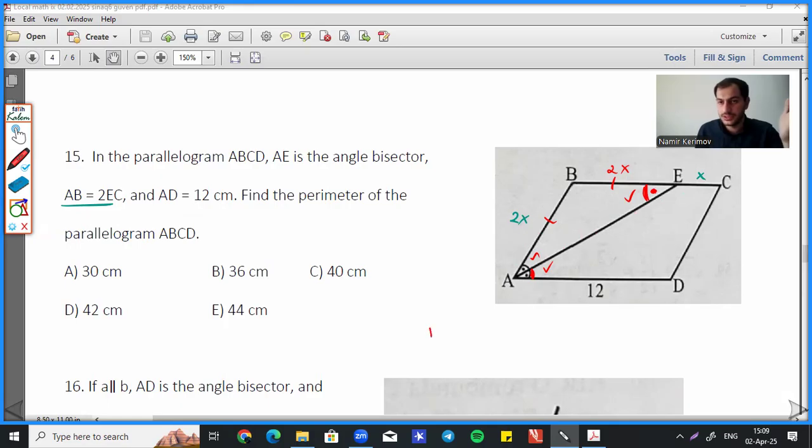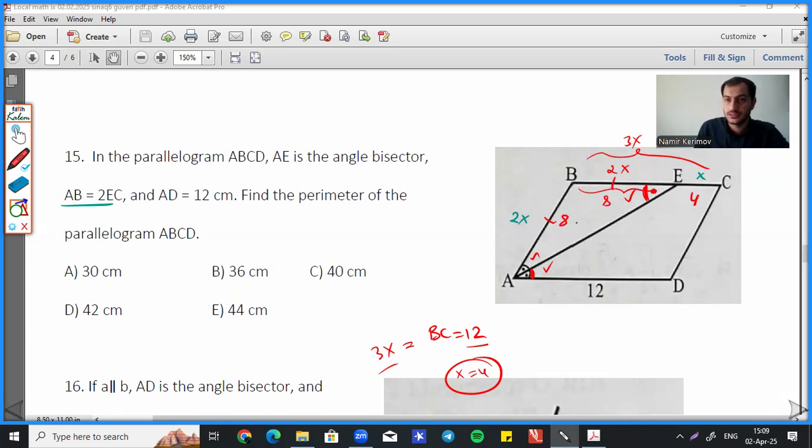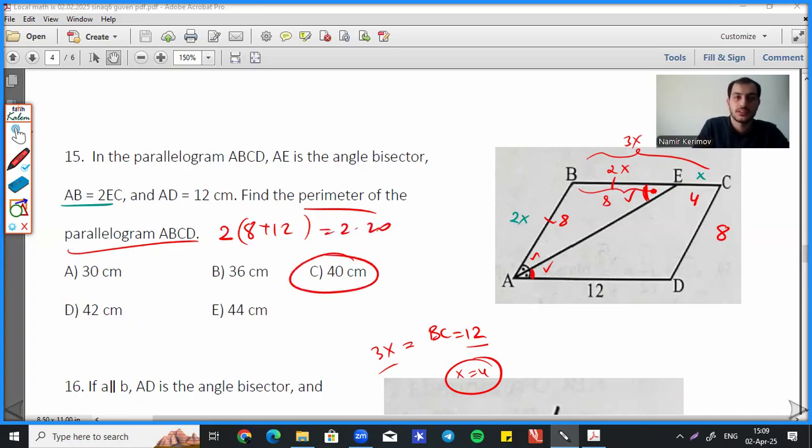So the total length of BC is equal to 12. At the same time, it's 3x total. If 3x is 12, x is 4. So EC equals 4, BE equals 8. So that side is 8, that one is also 8. So the perimeter of the parallelogram will be 8 plus 12, and again 8 and 12, 2 times 20, 40 is the answer.